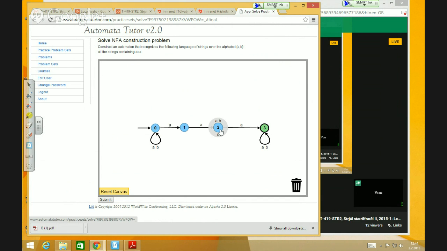Some people are saying, yes, it would be dangerous. Why? Because we could get the B first and then AA, and you would accept BAA.